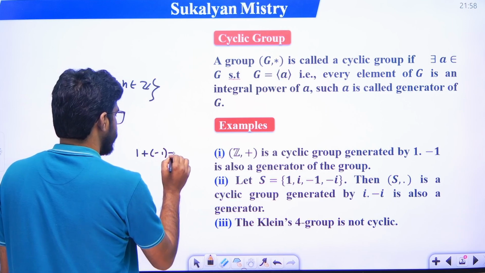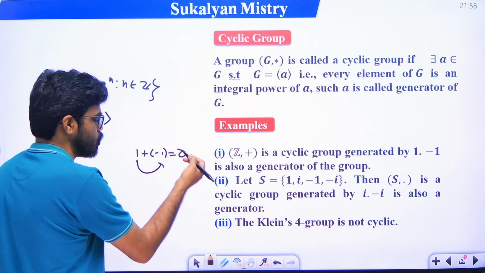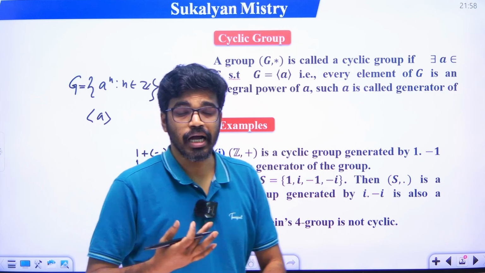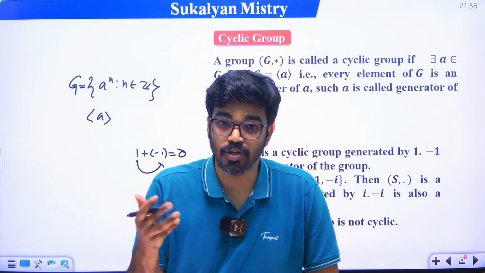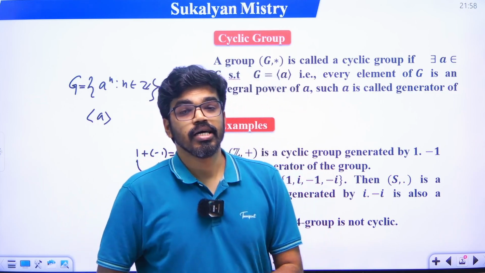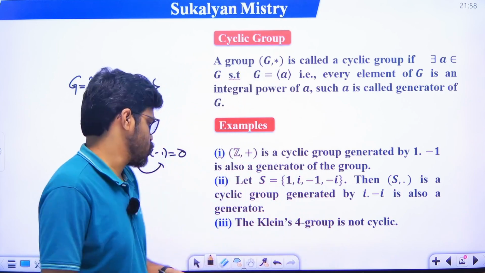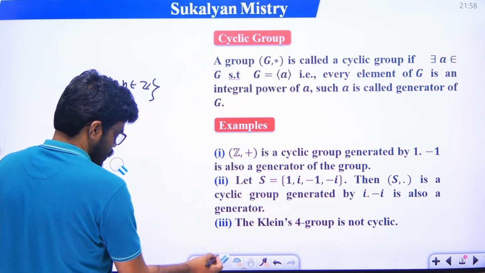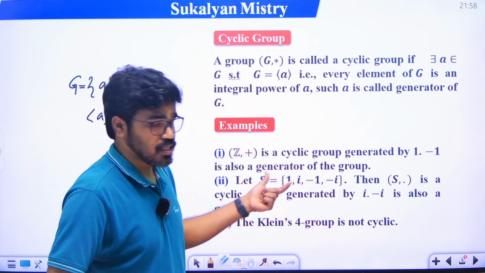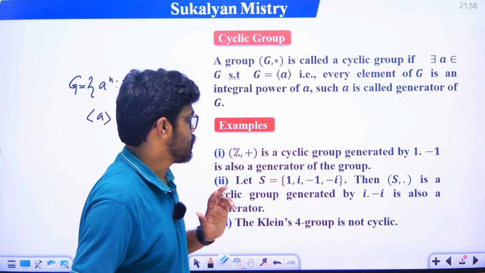What is the identity element? Identity is 0, so inverse of 1 is -1. So what are the generators of the cyclic group Z comma plus? 1 and -1. Okay, right. So we know these are the examples, I have already discussed them, okay?